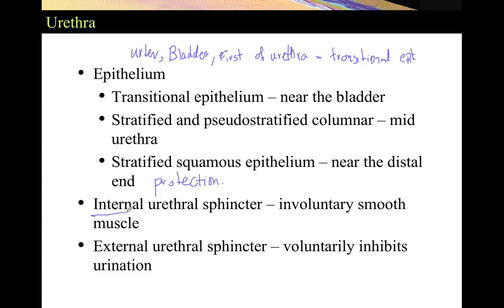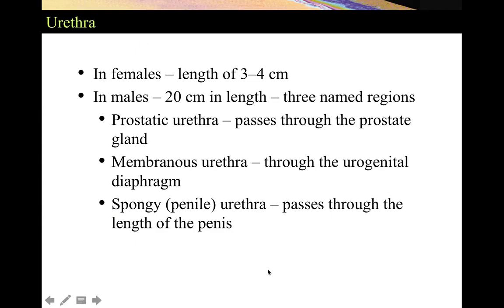The internal one, which is also true for the anus, is made up of a smooth muscle, which basically means this is under your nervous system control, and you have absolutely no control over it, hence the word involuntary. The external sphincter is basically what allows you to control your urination. So it's made up of a skeletal muscle, and basically it's what gives you, again, the ability to urinate.